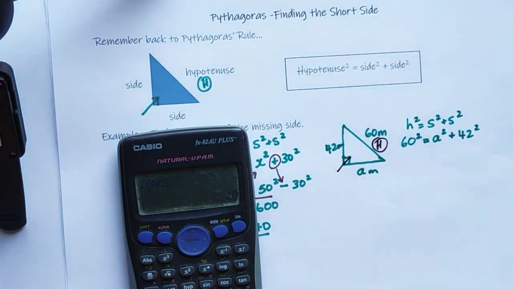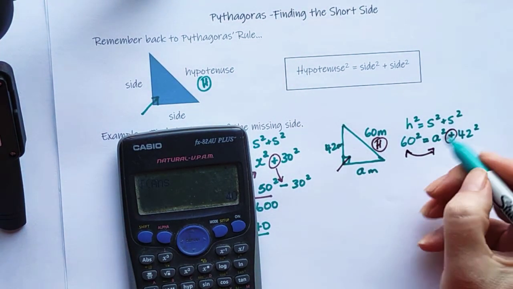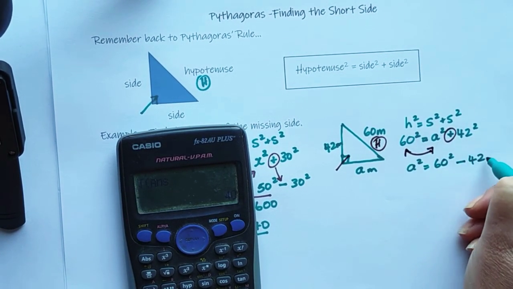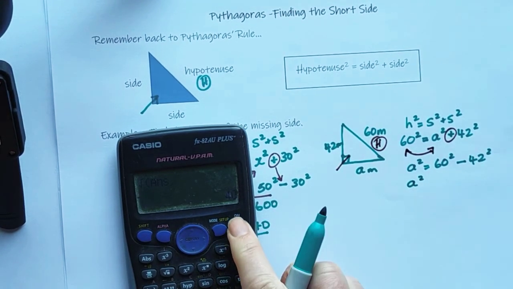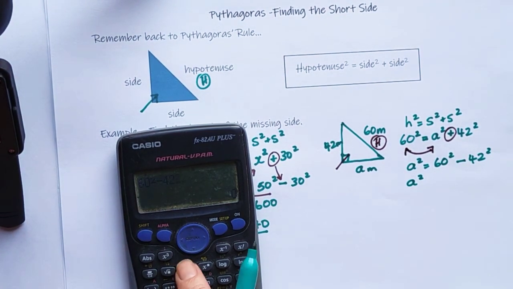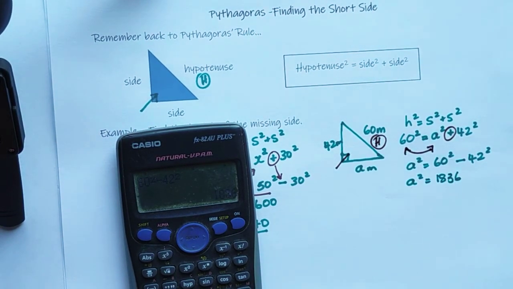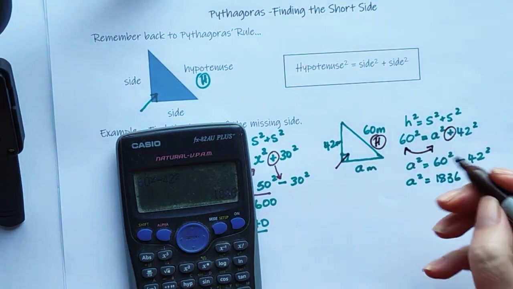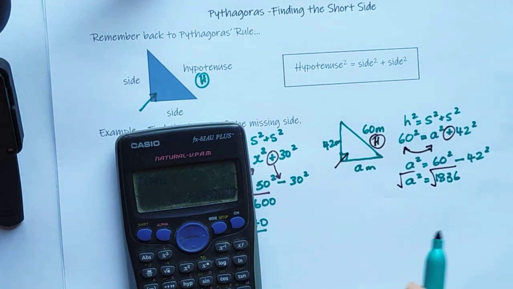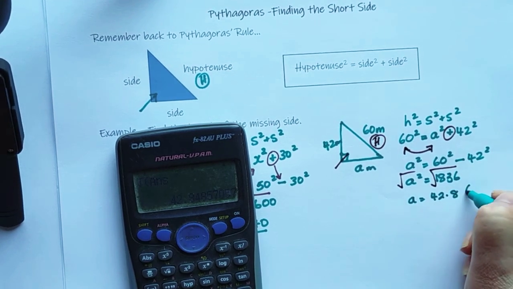And this is where we're going to do our swapping. So we're going to swap these two around, and we're going to change that into a minus sign. So a squared equals 60 squared minus 42 squared. We're going to pop it in our calculator. 60 squared take away 42 squared. And it's going to tell me that a squared equals 1836. I don't want a squared, it's just a plain a. So I'm going to take the square root on both sides. I'm going to find out that a equals 42.8 to 1 dp.